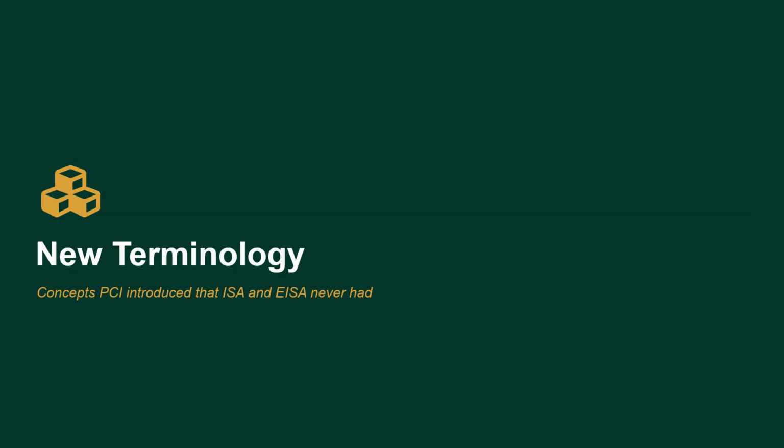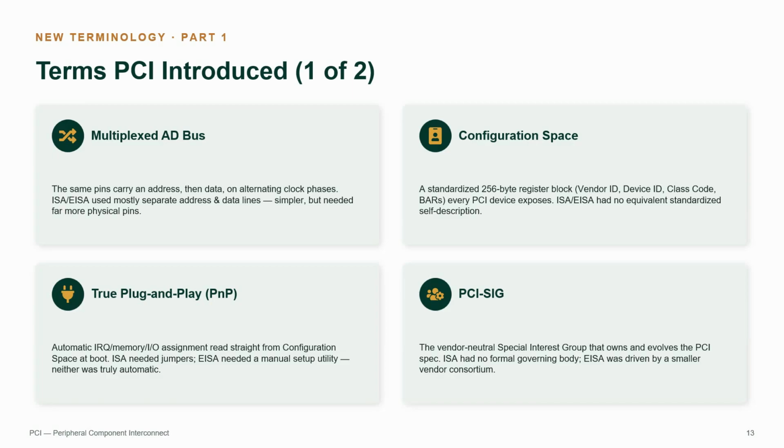And the new terminologies introduced in PCI are multiplexed address and data lines, configuration space, and PCI SIG. SIG is nothing but special interest group. So it is the vendor neutral special interest group that owns and evolves the PCI specifications. ISA had no formal governing body, and EISA was driven by a smaller vendor consortium. Whereas PCI had a special interest group and it is vendor neutral. No vendor is going to control it.